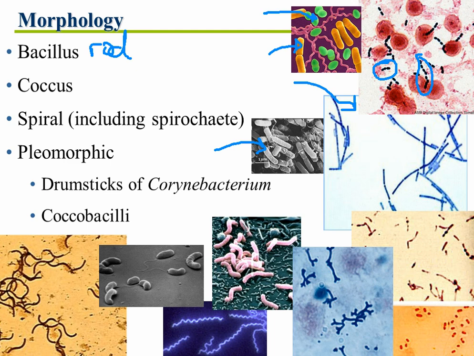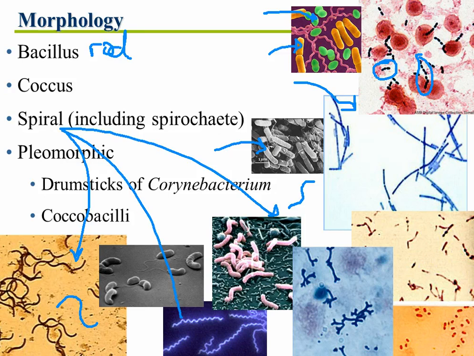Spirals. They can be kind of loose spirals, like this guy, which is kind of like a lazy S here in pink, or a tighter spiral, which looks like a more pronounced S, or what is called a spirochete, this guy down here, which is the syphilis and Lyme disease organism. They almost look like slinkies in their appearance.